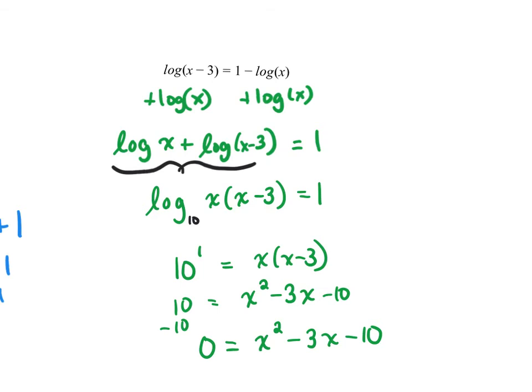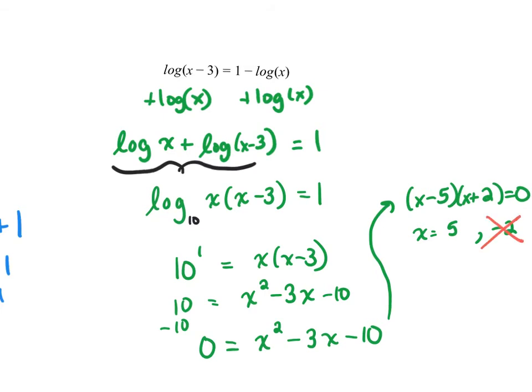We get lucky in this case. This one actually factors, unlike the one above. So we get x minus 5, x plus 2 equals 0. So my two solutions will be 5 and negative 2. But 5 is no problem. 5 minus 3 is positive. 5 is positive. But negative 2 minus 3, no good. I cannot have negative numbers in my log, so I have to eliminate that one.